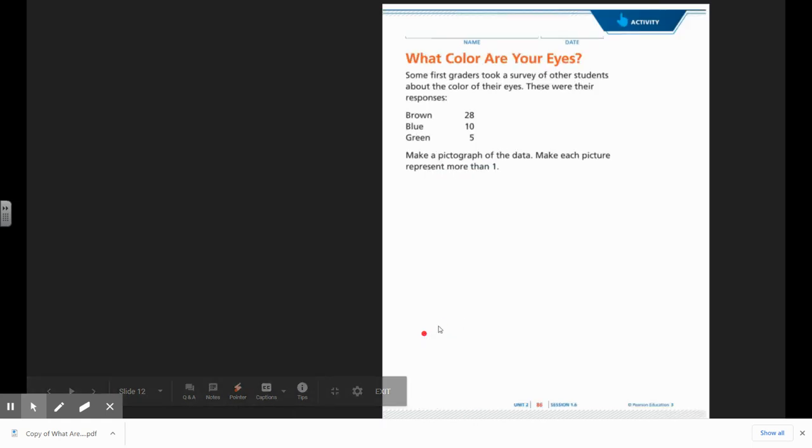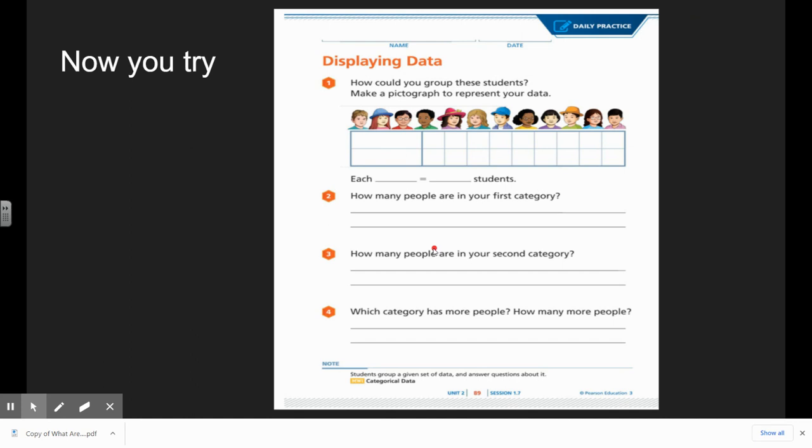Here's an opportunity for you to make a picture graph. So what color are your eyes? So here's the survey information of first graders. Eye color, the number of students who answered for each category. So you can make a picture graph. Make each picture represent more than one. Here's another way to make a pictograph for displaying data. Think about these groups of students. How could you represent them into categories?